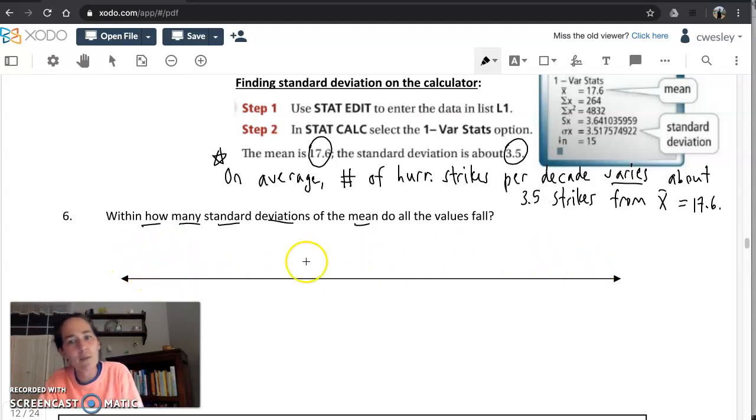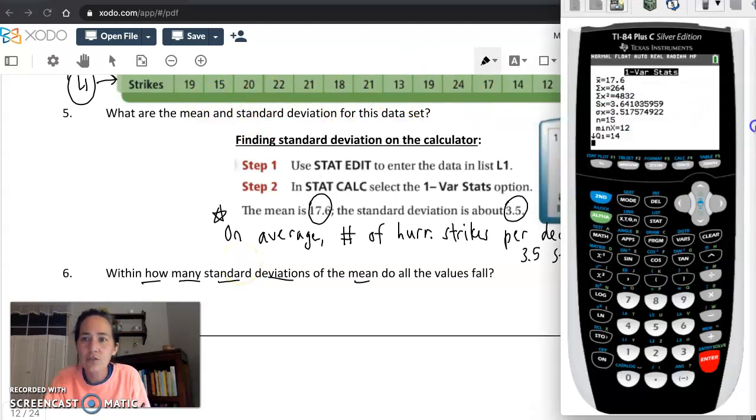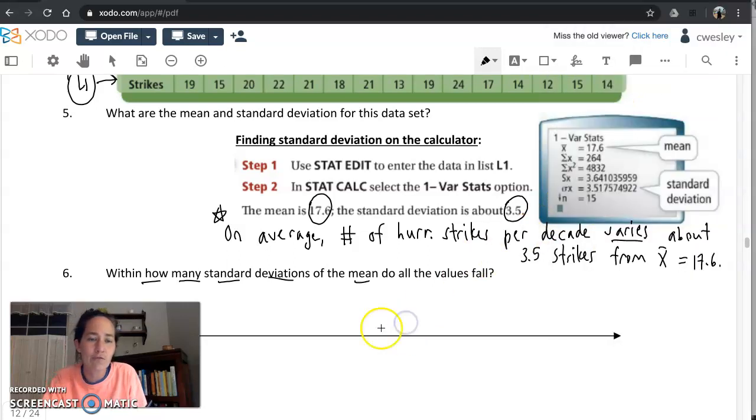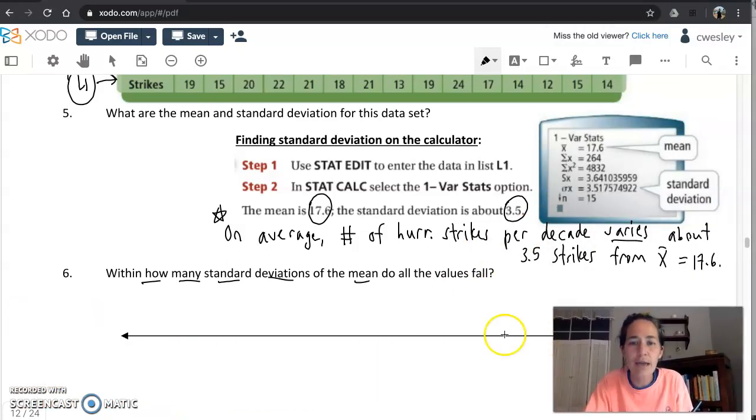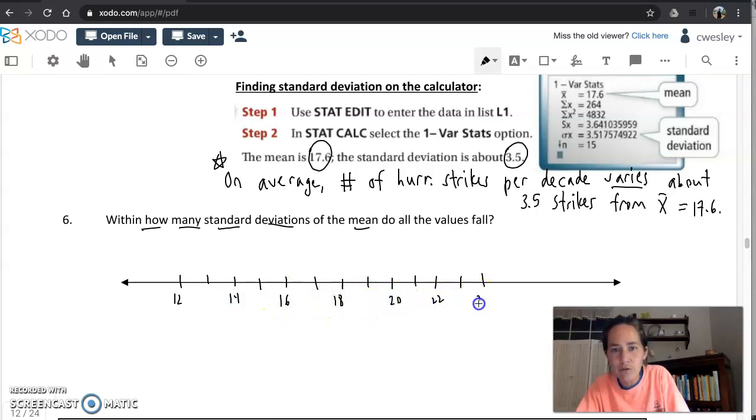And I want to label this number line with values that will span the entire range of these hurricane strikes. So if I go back to my calculator and scroll down, since the list isn't really in an order, it's in year or decade order, it gives me a min to a max. We have to get from 12 up to 24. That's not too much to count, so I'm actually going to count by ones on this number line, and we'll start with 12. So we'll go 12, 13, 14, 15, 16, 17, 18, 19, 20, 21, 22, 23, 24. And I'll label just the even. So 12, 14, 16, 18, 20, 22, 24.